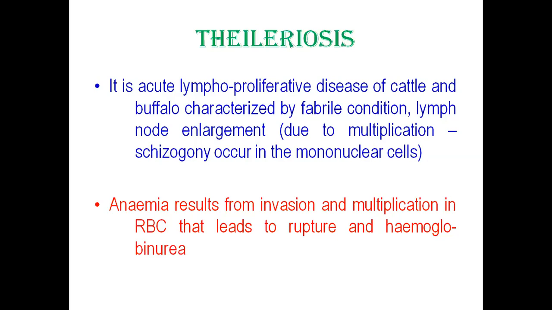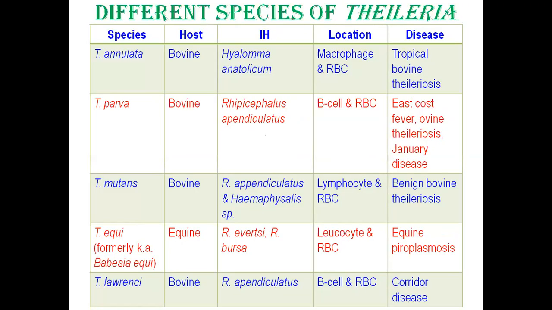After this, there will be lymph node enlargement. Subsequently the parasite will invade the RBC and lead to rupture of RBC and hemoglobinuria. All this introduction might be a bit puzzling, you might be a bit lost here, but once we come to the pathogenesis, everything will be clear.